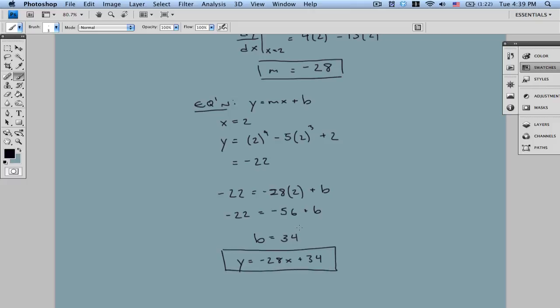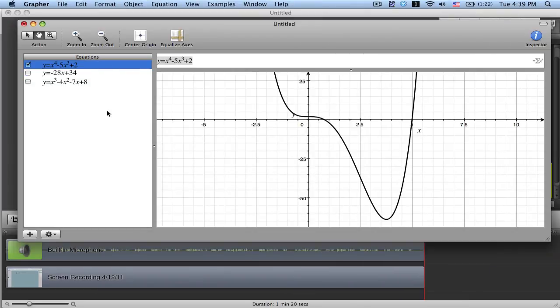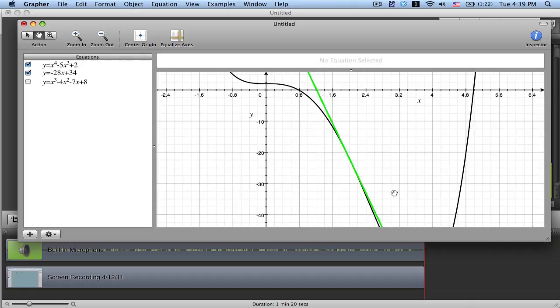Now if we want to check that we were right, we can graph the function. So here's the graph of x to the fourth minus 5x cubed plus 2. Here's the graph of the line minus 28x plus 34. And you can see if you look at 2 here, that it's tangent to the function at that point. So we were right.